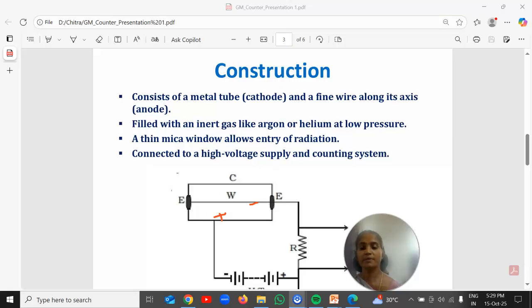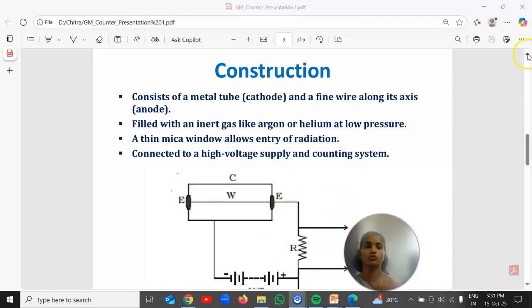So once the alpha particle enters, the primary ionization occurs. During their movement towards the electrodes, those may create a secondary ionization process because of collision. So many electrons, an avalanche of electrons, will be created. That will develop a current pulse across this. So now we can measure the entry of ionizing radiation by means of the current pulse produced here.